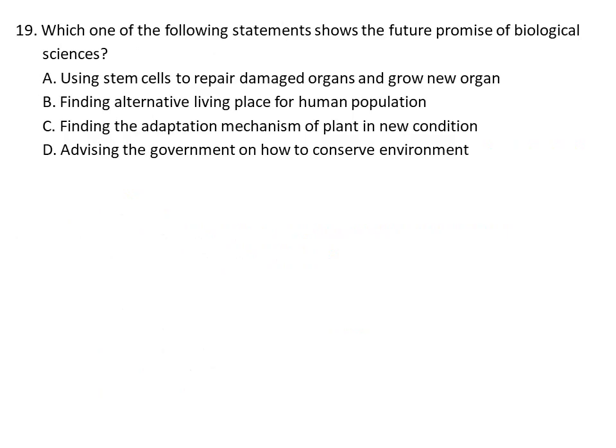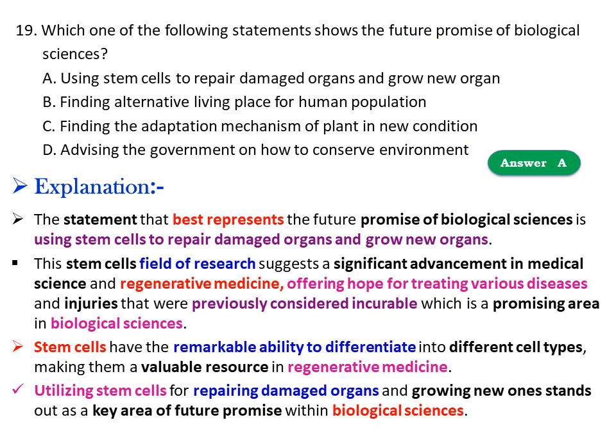Question number 19. Which of the following statements shows the future promised biological science? The future promised biological science should be A, using stem cells to repair damaged organs and grow new organs. So that should be A.